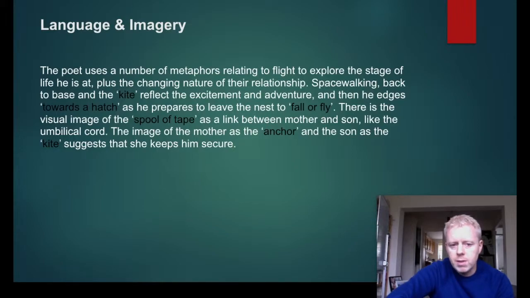There is the visual image of the spool of tape as a link between mother and son, perhaps like the umbilical cord. The image of the mother as the anchor and the son as the kite suggests that she keeps him secure. Alternatively, it could be that she holds him back. Anchor, prevents you from moving, perhaps. Up to you to interpret. Multiple and alternative interpretations are the way to go.